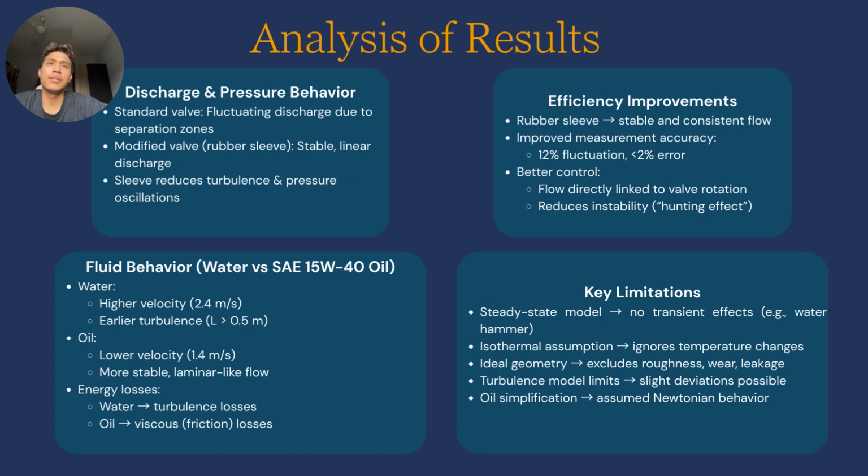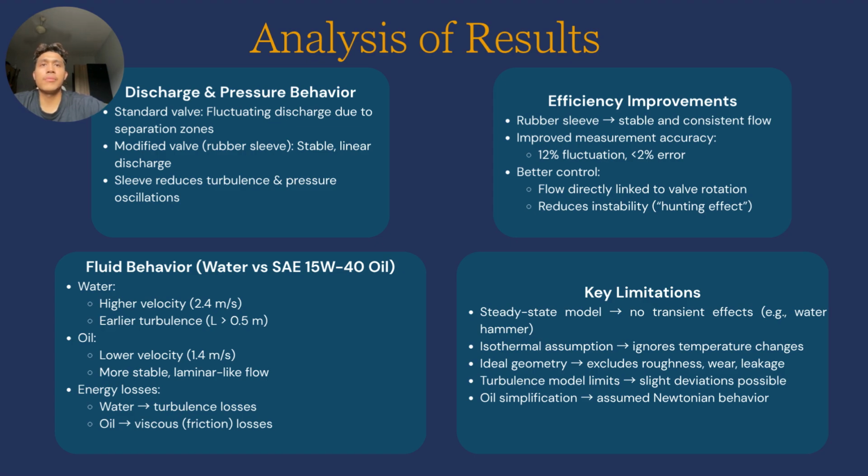In addition, the accuracy of flow measurement is improved. The system achieves about 12% discharge fluctuation and less than 2% error compared to theoretical values, indicating good reliability for practical applications. The modified design also provides better mechanical control, where the flow rate is more directly related to valve rotation, reducing instability such as the hunting effect.